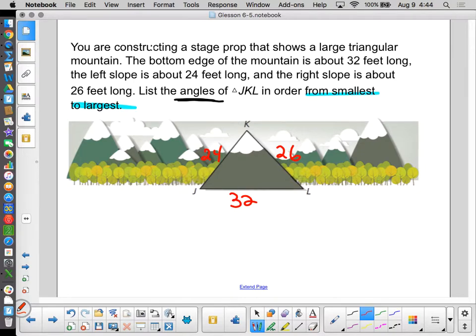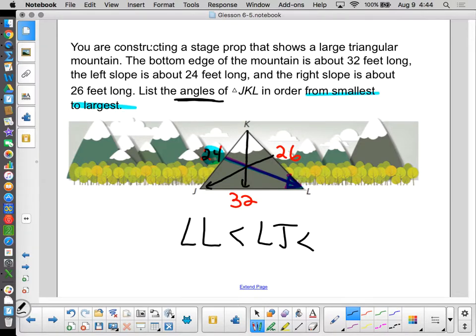Well, the shortest side is right here, 24. So the opposite angle, that doesn't show up real well, but I hope we can see it. Maybe if I do it in this. There we go. Okay, the opposite angle must be the smallest angle. So angle L is the smallest angle. The next biggest angle has to be across from the 26 side, so that's angle J, is less than the largest angle, which has to be across from the largest side, angle K.